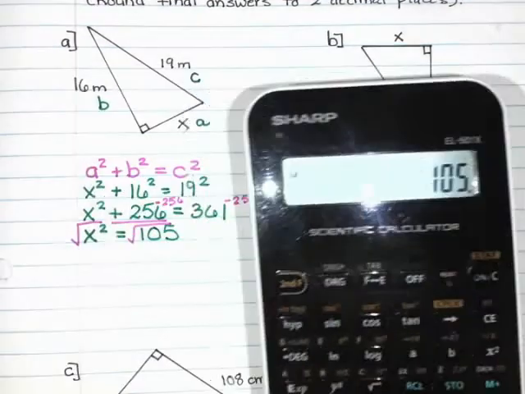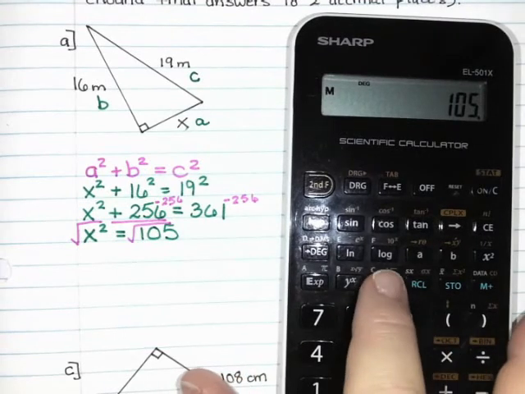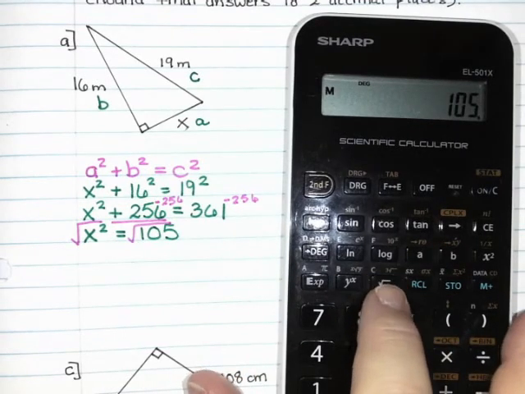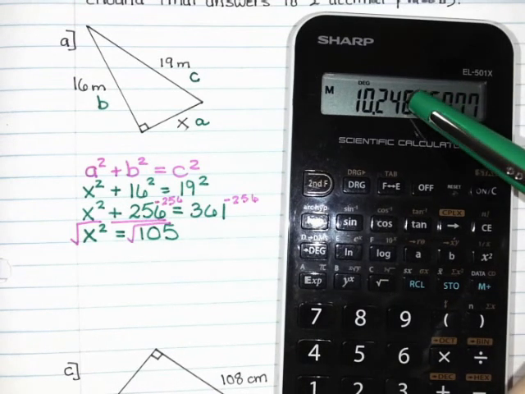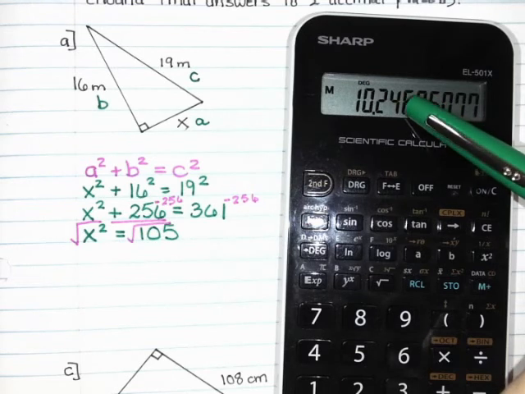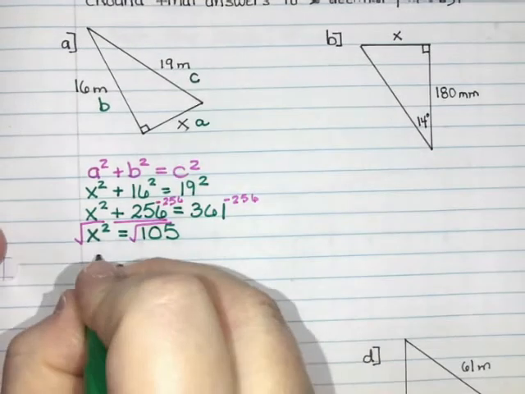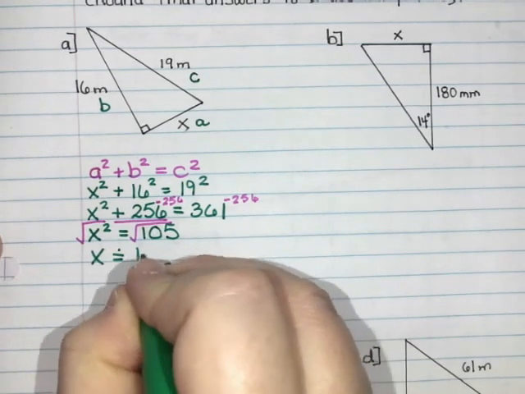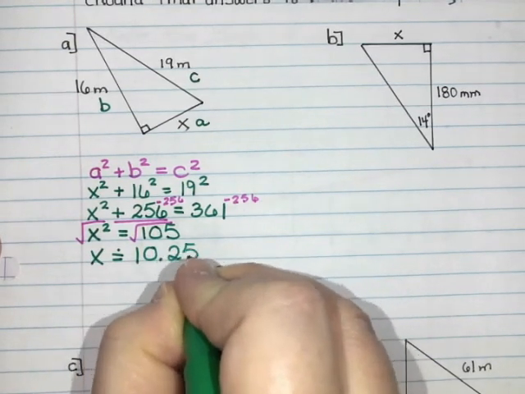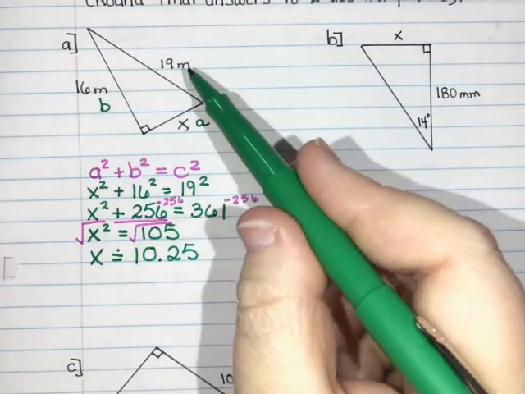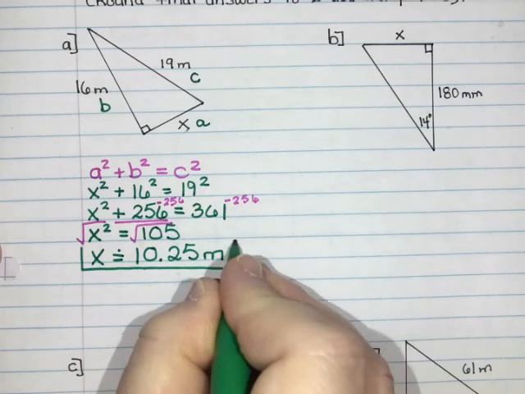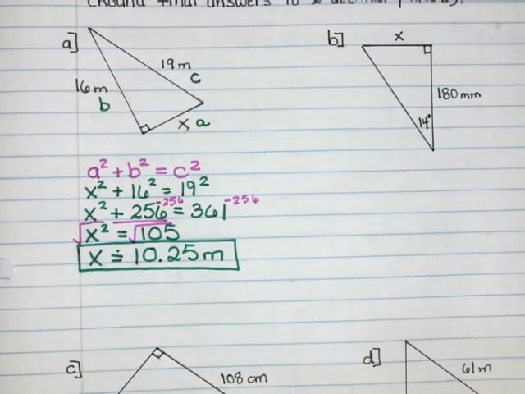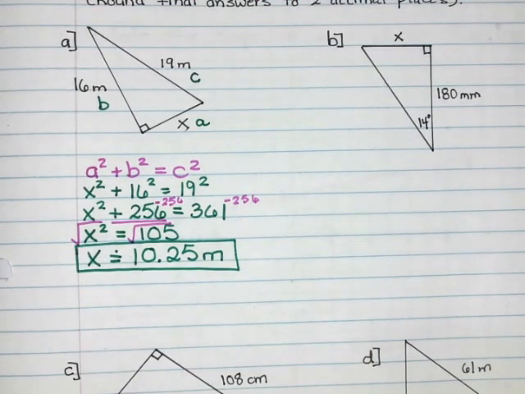On my calculator, I'm going to do the square root of 105. I have a square root button. Yours might be a second function of something. And I get 10.24, and then the next number is a 6, so that's going to push that up to 25. So it's going to approximately be 10.25. We're solving for a side, and all the sides are marked as meters, so that is in meters. So it's 10.25 meters. We are going to do the next example in the next video.